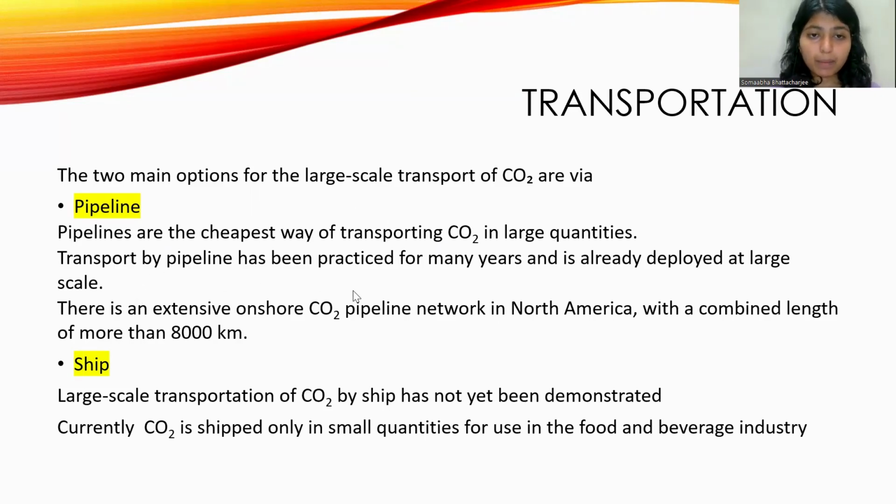Transport by pipeline has been practiced for many years, and it is developed at a very large scale. There is an extensive onshore carbon dioxide pipeline network in North America with a combined length of more than 8,000 kilometers. Now, talking about shipping, that is the second mode of transport. Large-scale transportation of carbon dioxide by ship has not yet been demonstrated. Currently, carbon dioxide is shipped in small quantities for use in the food and beverage industry.